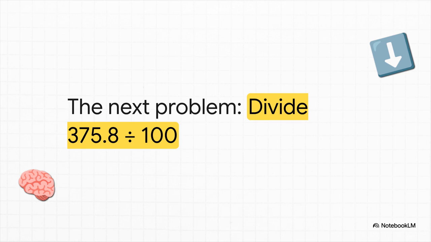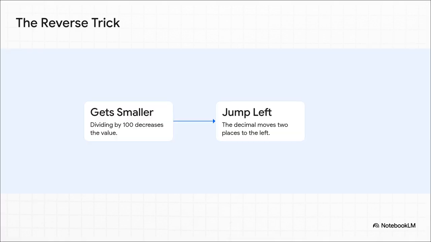Our next problem is 375.8 divided by 100. We're going to use the exact same kind of thinking, just in reverse. Okay, so when we divide a number, it gets smaller. To make 375.8 smaller, that decimal point has to jump to the left. And how many spots does it jump? Well, look at the number 100. It has two zeros. So, you guessed it, we make two jumps to the left.